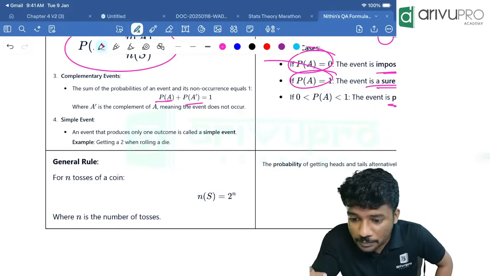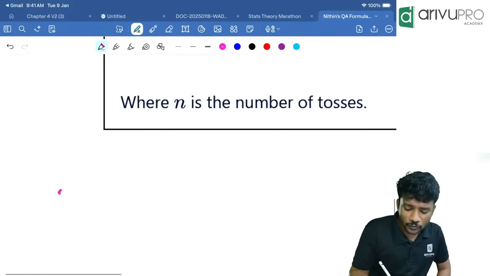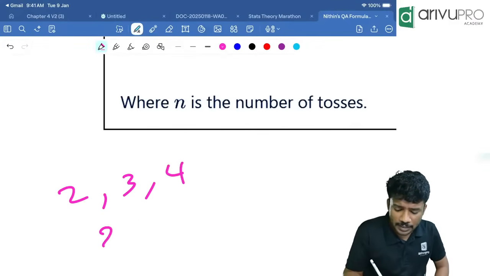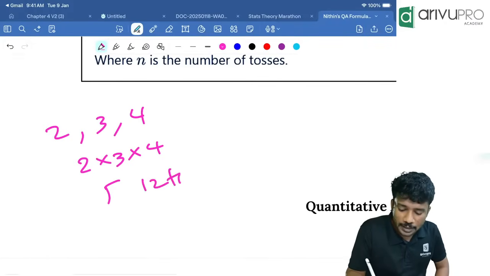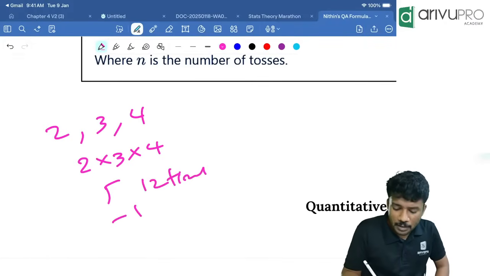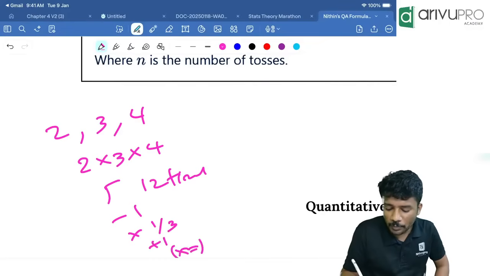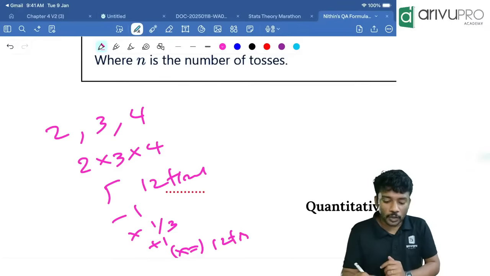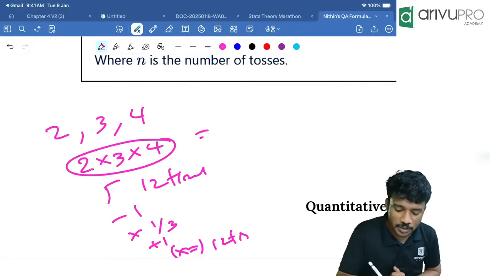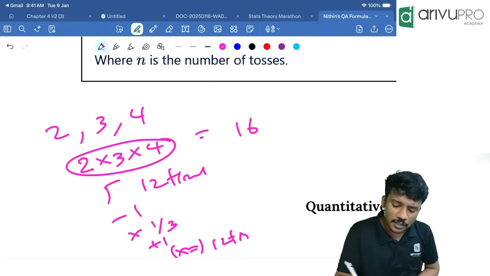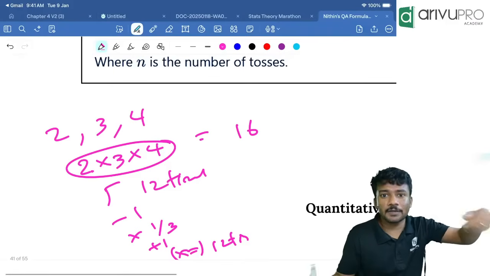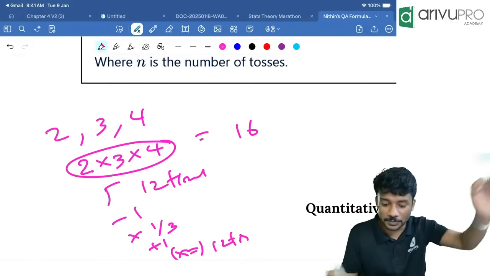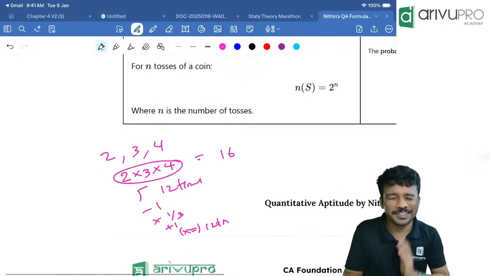How to calculate GM on a calculator? It's very easy. For example, 2, 3, 4 are there. Take the product of 2 into 3 into 4 on the calculator. Then click root 12 times. Then minus 1. Then multiply it with the power. Power will be how much? 1 by 3. Then plus 1 into equal to, 12 times. Or you will take the product of this. 2 into 3 into 4 is how much? That is nothing but 24. And you will do option hitting by taking the cube of it. Since 3 terms are there, take the cube of the options. Whichever cube of the option is giving you the answer, that's your answer. Got it? That's your option.